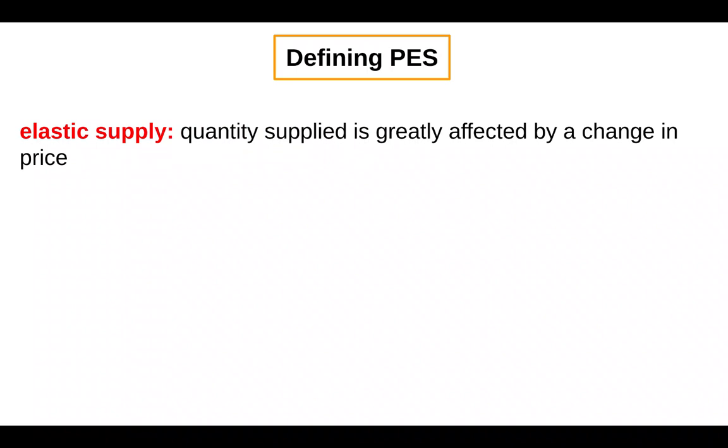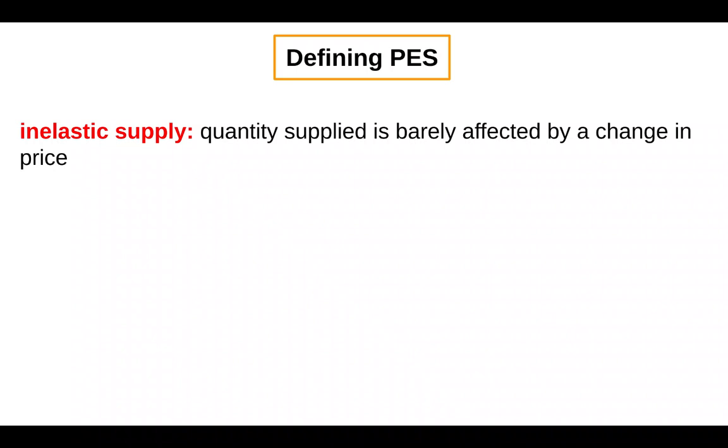In terms of the definitions, elastic supply is when quantity supplied is greatly affected by a change in price. In other words, the seller is going to respond significantly when there's a price change and increase what they supply by quite a bit or decrease what they supply by quite a bit. Inelastic supply is the idea that quantity supplied is barely affected by a change in price. In other words, the seller is really going to keep selling what they've been selling before in roughly the same quantities.